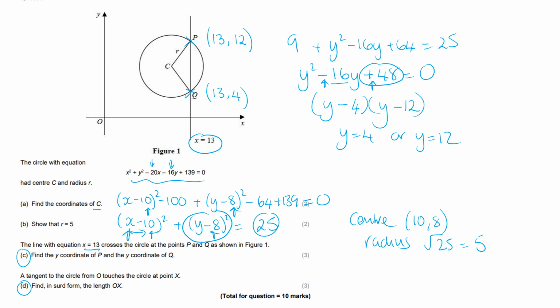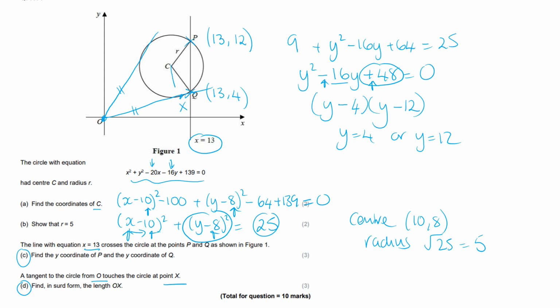Part D asks us to find in surd form the length of OX, given that we're drawing a tangent from O to touch the circle at point X. So here's point O, the origin. We need to draw a tangent. Now we could draw it there, or we could draw it there. We know from our circle theorems that those are actually the same length. So let's just look at one of them. Should we go here as our point X?